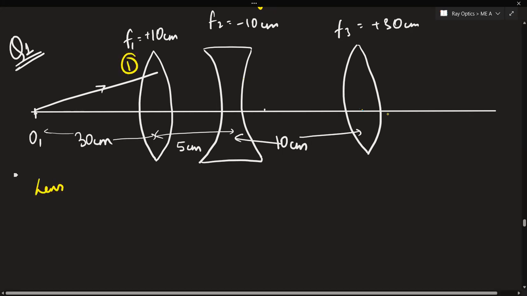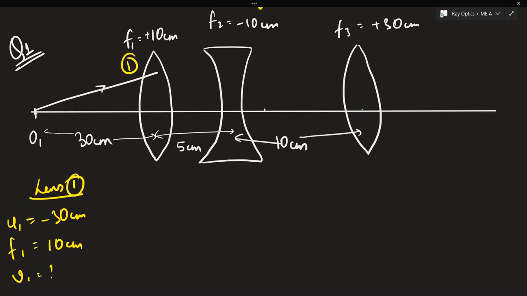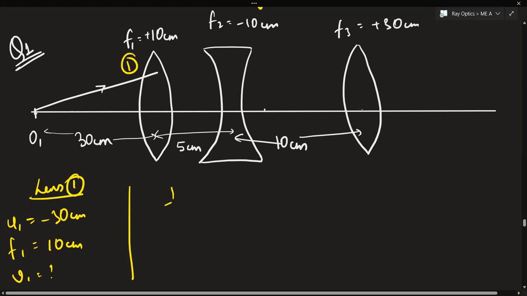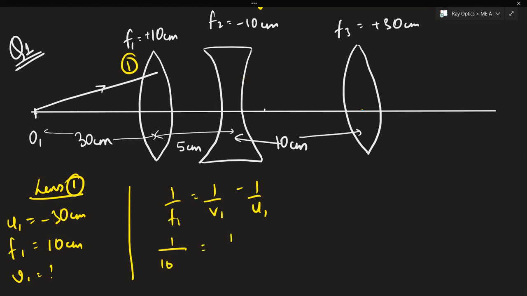So for lens 1, object distance is minus 30 centimeter. Focal length is plus 10 centimeters. Image distance for the first one is not known. Let us calculate that. So this will be 1 by f1 is equal to 1 by v1 minus 1 by u1. So 1 by 10 is equal to 1 by v1 minus 1 by minus 30.